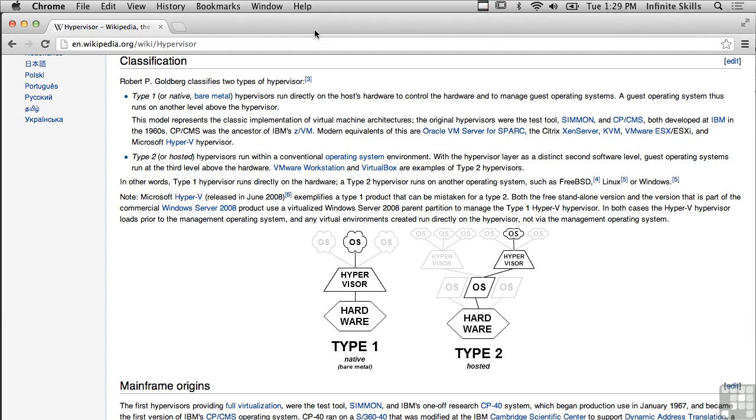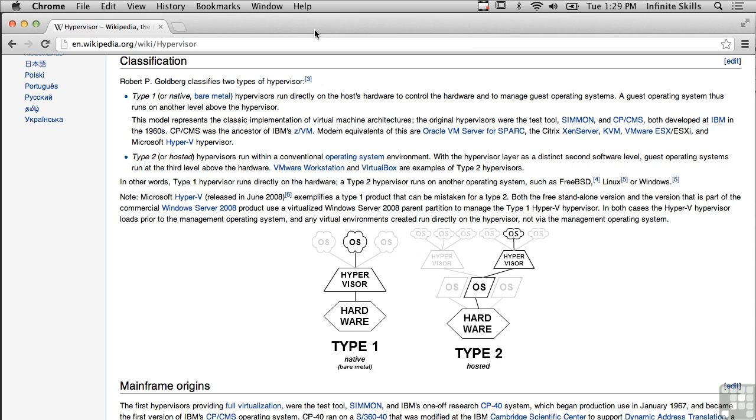In this lesson, we're going to be talking about hypervisors. What is a hypervisor? Well, a hypervisor is a piece of software that actually provides access to hardware in a virtualized way. And there's a couple of different types of hypervisors. And you'll see here diagrams of the two types of hypervisors.